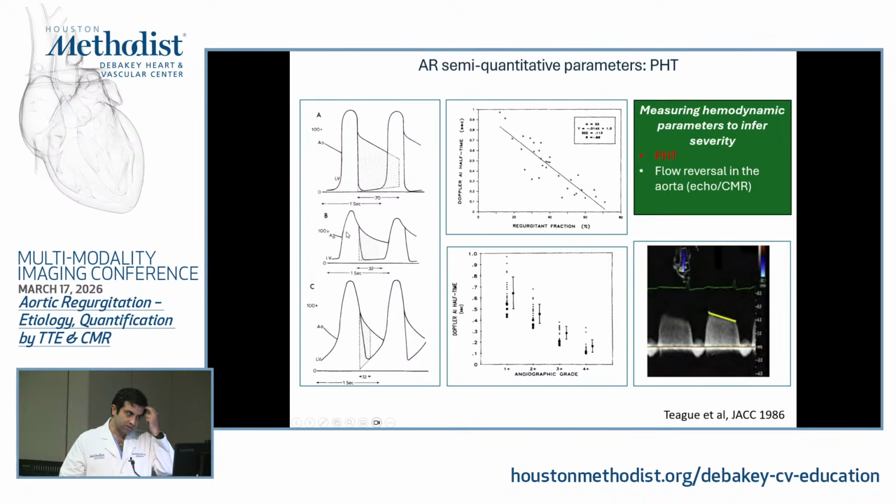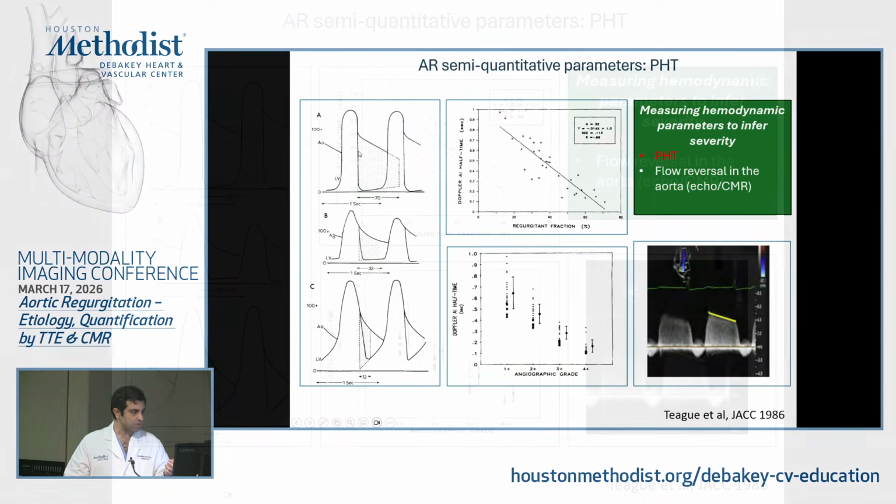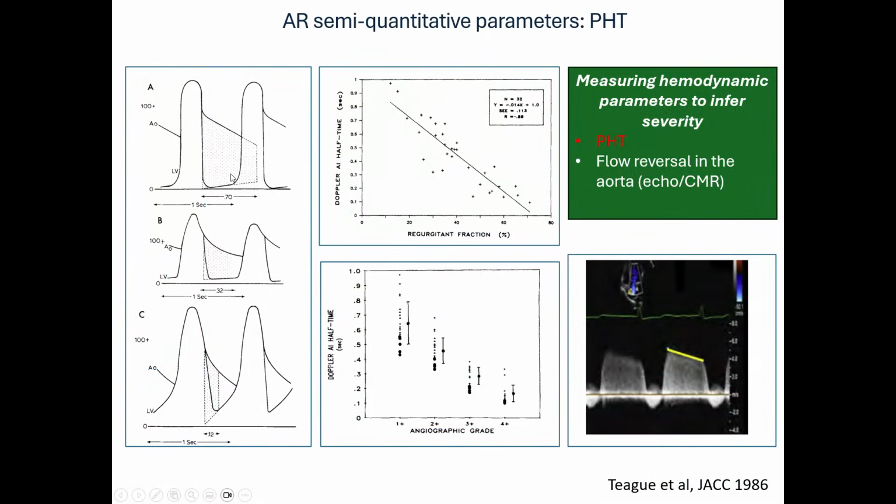Okay, other semi-quantitative parameters, so we'll talk about pressure half-time. The pressure half-time concept is trying to display the interaction between the aortic pressure and the LV pressure during diastole. And it's known that when you have severe AR, this is on cath, you can have rapid equalization of the LV diastolic pressure.